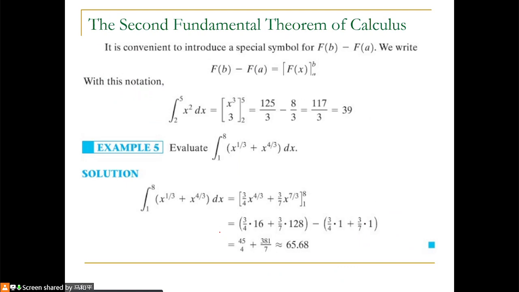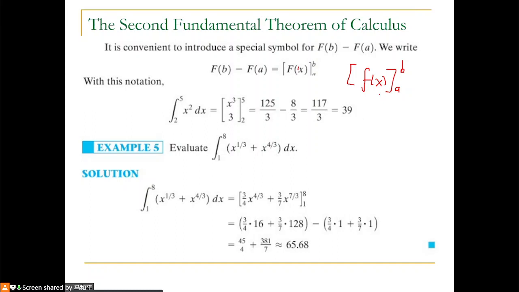Now it's convenient to introduce a special symbol for F(b) minus F(a). We write F(b) minus F(a) as F(x) evaluated from a to b. This means F(b) minus F(a).